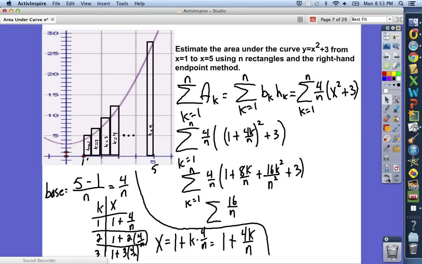Simplifying further, we can distribute the 4 over n. Well, let's see, what did I do? I have 4 over n times 1 plus 3, which is 4. So 4 times 4 over n is 16 over n. 4 times 8k is 32k. n times n is n squared. And lastly, 4 over n times 16k squared over n squared is 64k squared over n cubed.